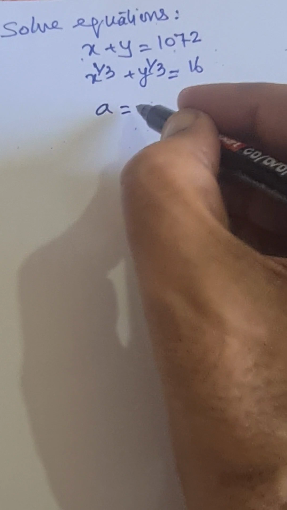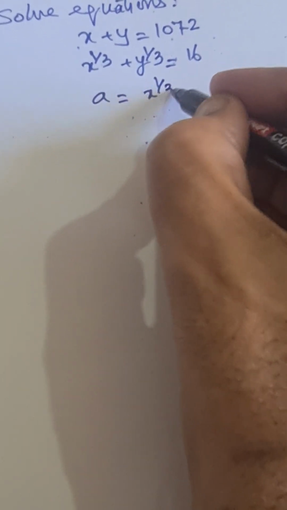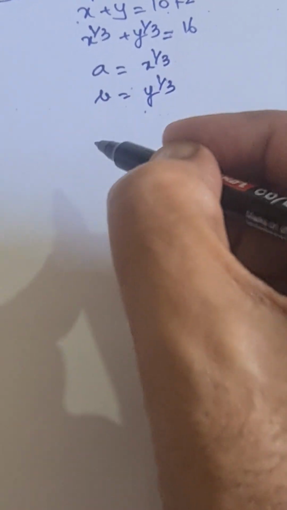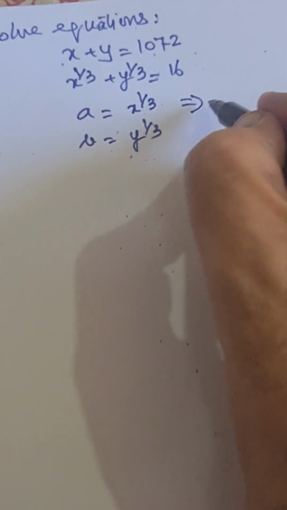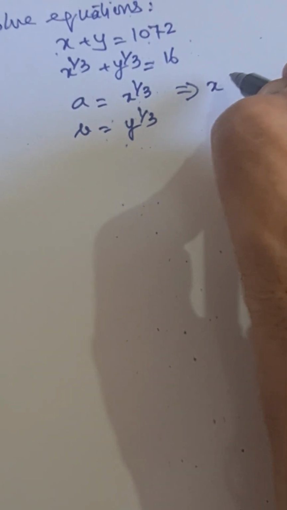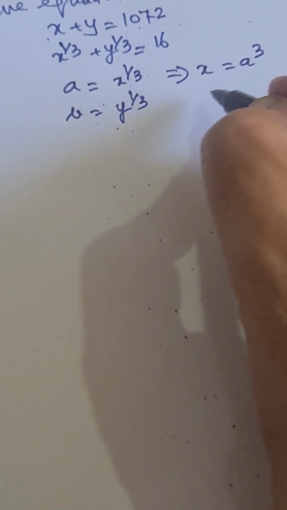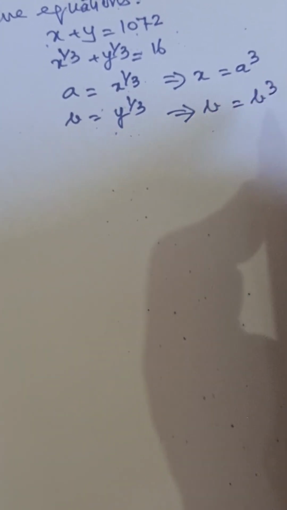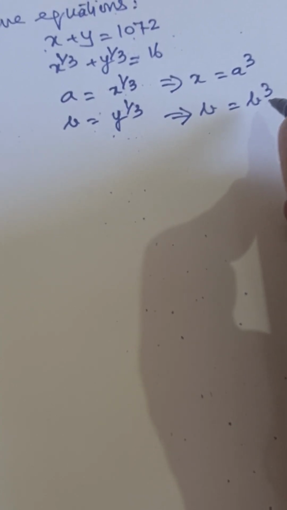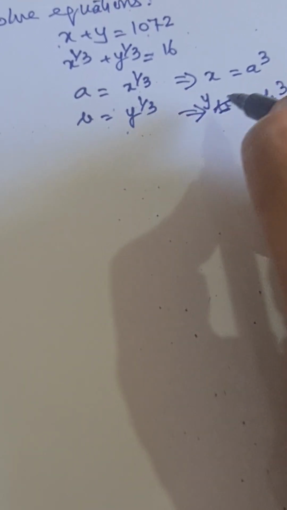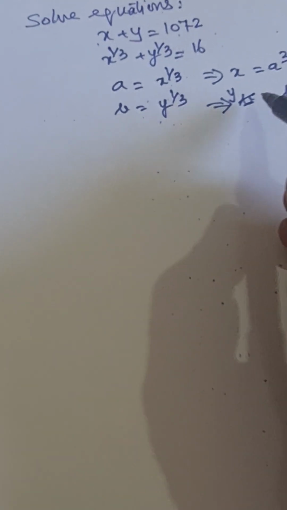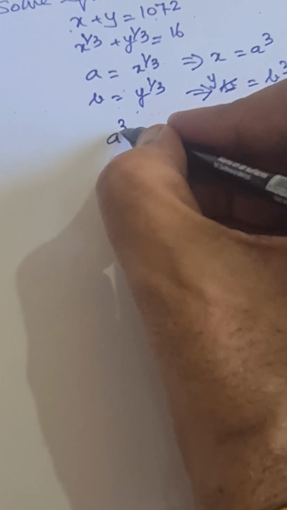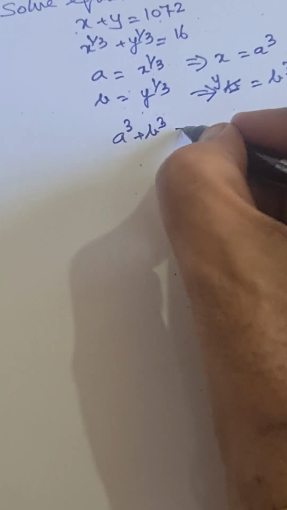Let a be equal to x^(1/3) and b equal to y^(1/3). This gives x equal to a cube, and this gives y equal to b cube. Now putting these values in this equation, we get a cube plus b cube equal to 1072.